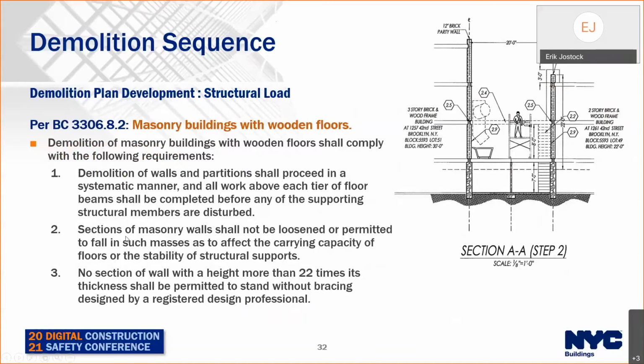3306.8.2, masonry buildings with wooden floors. Important to note, number 2: sections of masonry walls shall not be loosened or permitted to fall in such masses as to affect the carrying capacity of floors or the stability of structural supports. So the applicant needs to identify in the notes or in the sequence on the demo plan the amount or the size of masonry wall that can be dropped on the floor without exceeding the capacity of the floor. Again, these are instructions for the contractor, so they need to tell them how they can do this safely without causing a collapse.